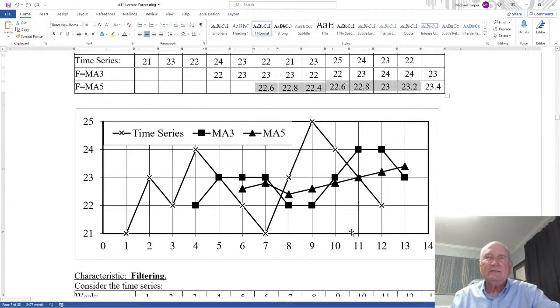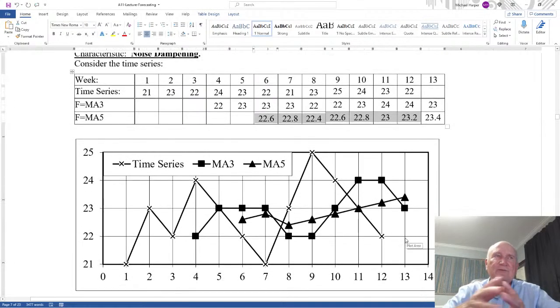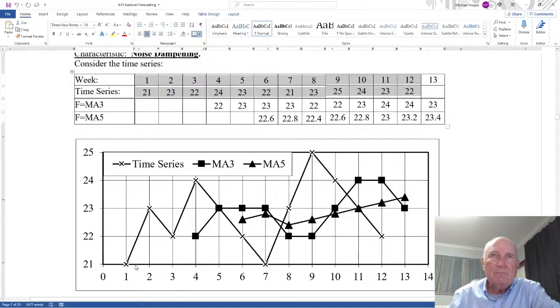Now, to illustrate this, let's introduce some terminology. The time series here, my x's, has 12 weeks worth of data. The minimum during this time is 21. Here's 21 down here, the minimum. The maximum up here is 25. So this time series goes from 21 to 25 in these 12 weeks, the lowest and the greatest.